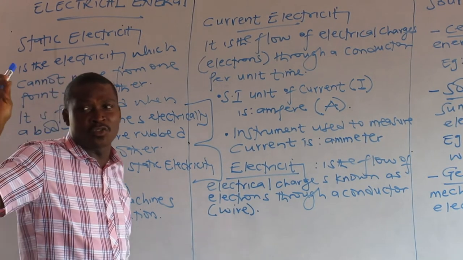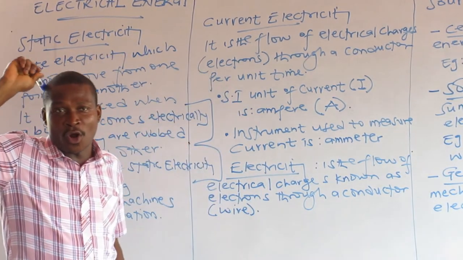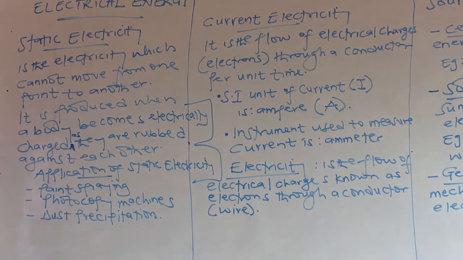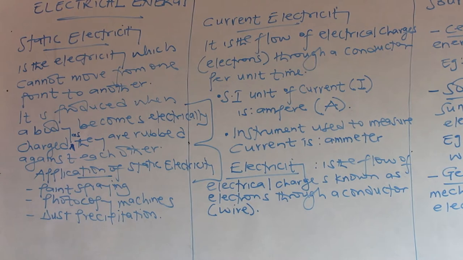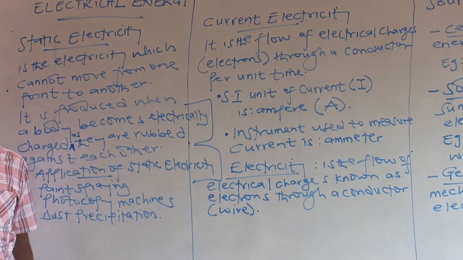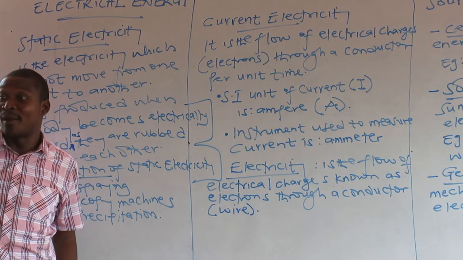Electricity produced as a result of rubbing, right? So when you rub, it is produced at the point of rubbing. It cannot be transferred. That is why we call it static electricity. Now what is keeping this one moving is what we call current electricity. Current, it moves. Static, you are at one place, okay?